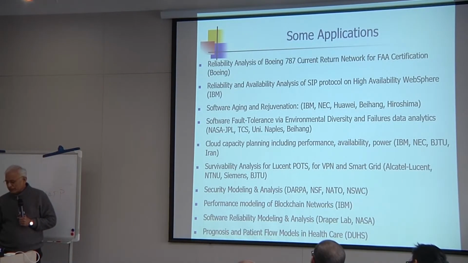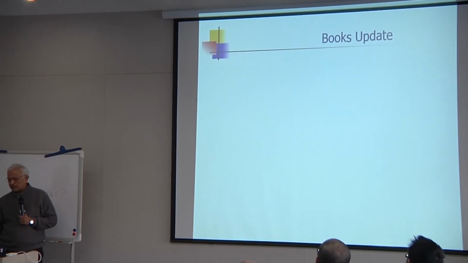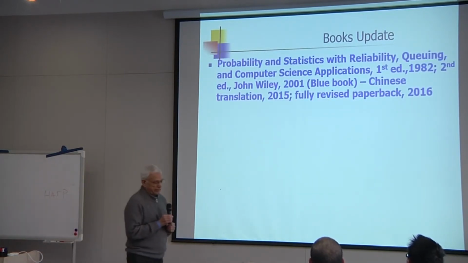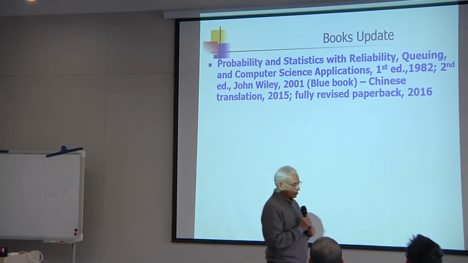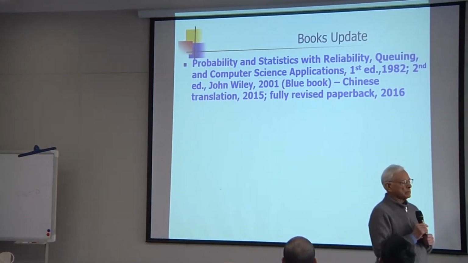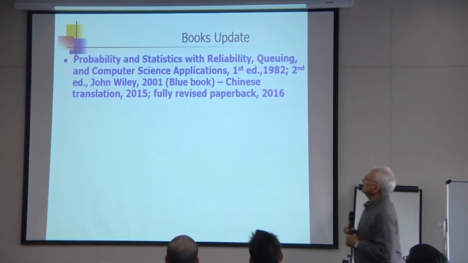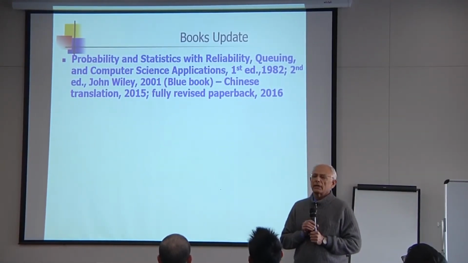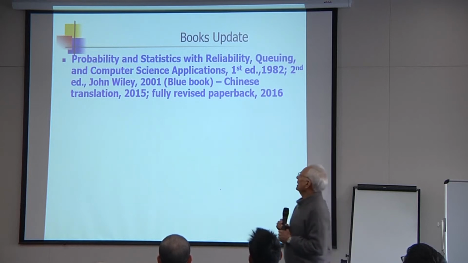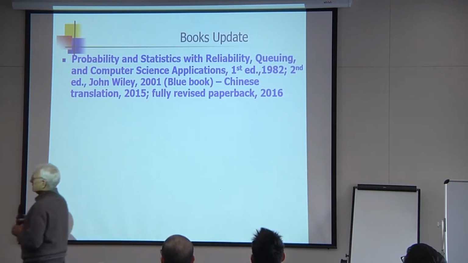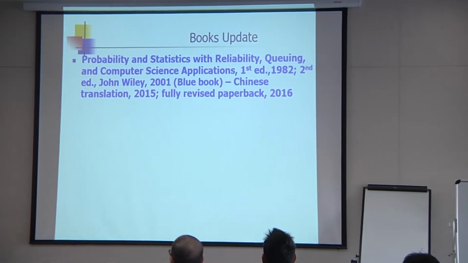Okay, now I mentioned books, so I can't resist telling you the books update. The very first book I had written was published in 1982, and that is a basic book on teaching probability and stochastic processes to computer engineers, if you will. And it has been quite successful, and it has recently been translated into Chinese.